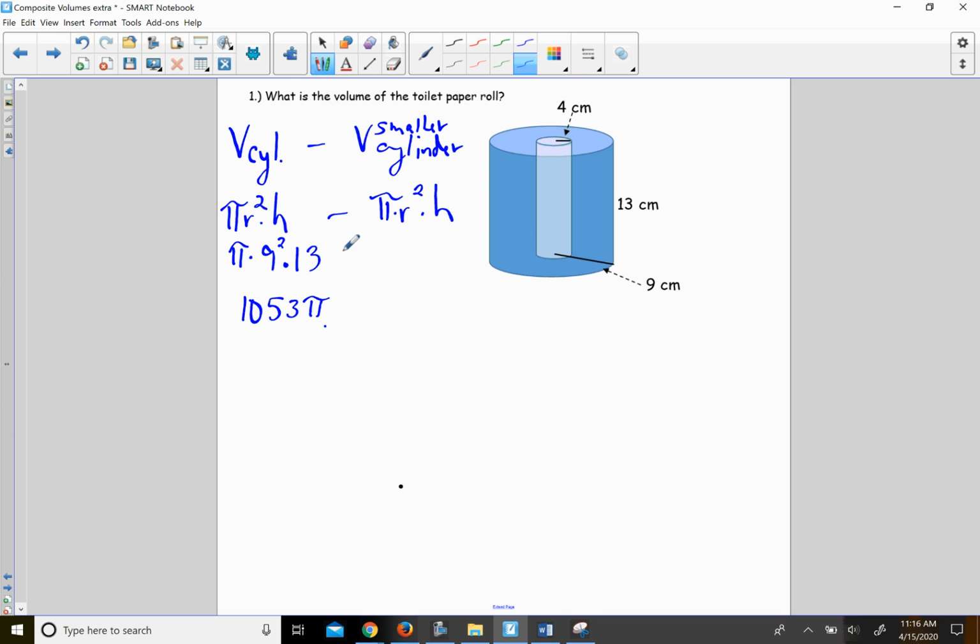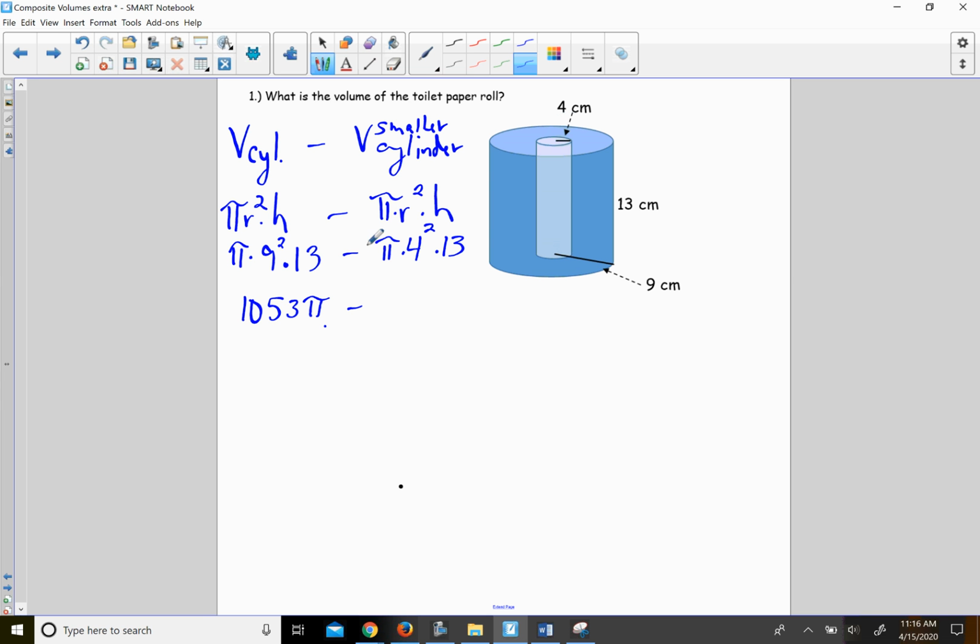And I'm going to subtract from that the volume of the piece that gets hollowed out of it. So that would be pi times, again, this 4 is a radius because it's going from the center to the edge, not all the way across like a diameter would. So pi times 4 squared, and the height is still 13. Notice for the toilet paper roll here, the height is the same for both cylinders, but the circle that makes the cylinder changes.